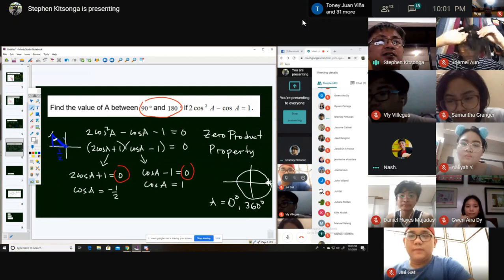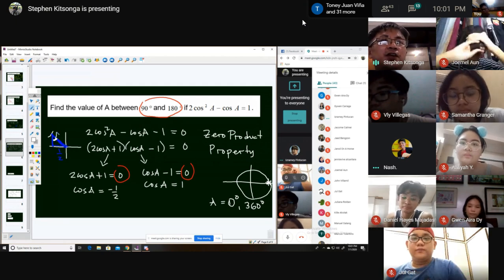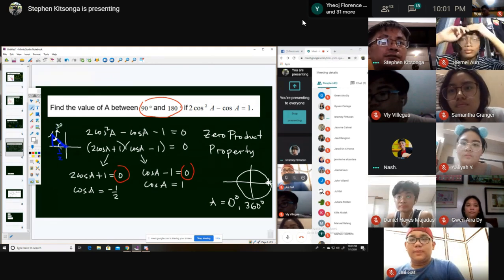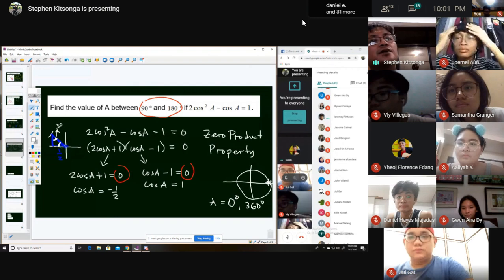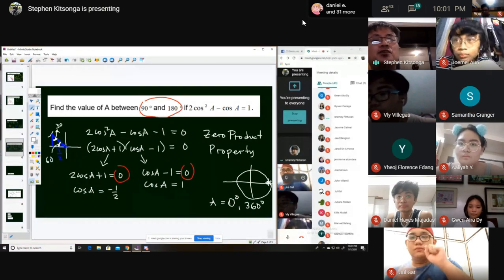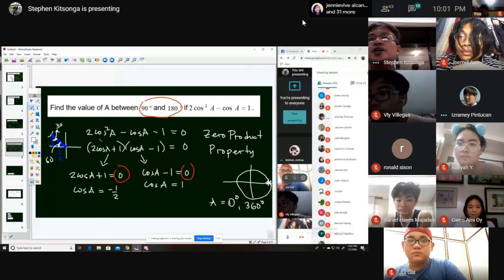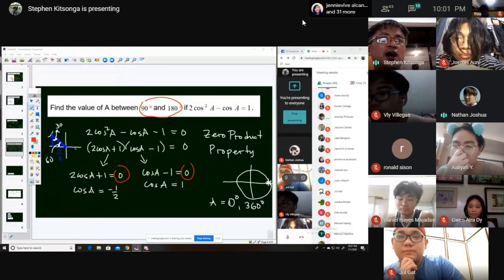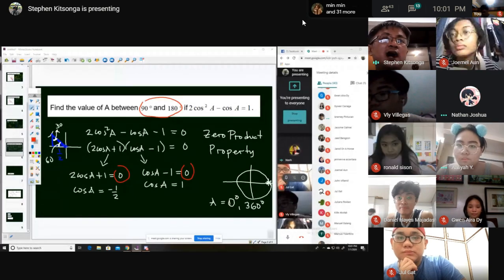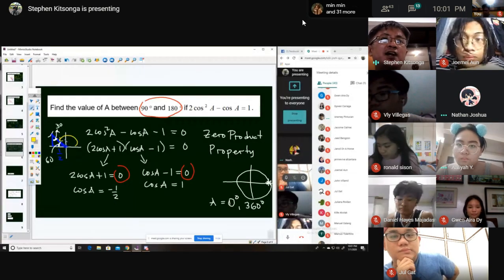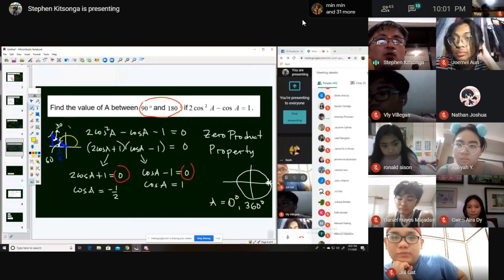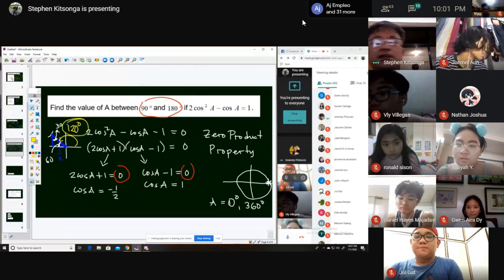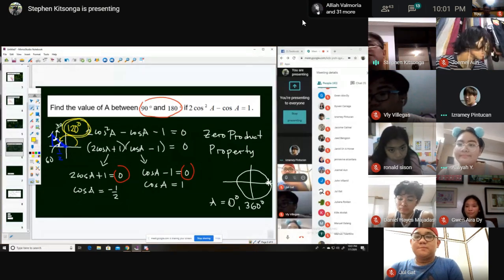Ano yan? From our special triangles before. 30. So, ano to? 60. But, you know, angle is always measured in standard position. So, dapat mula dito, sa positive side of the x-axis, hanggang dyan lang. Si 60 yan, so our answer would have to be 120.